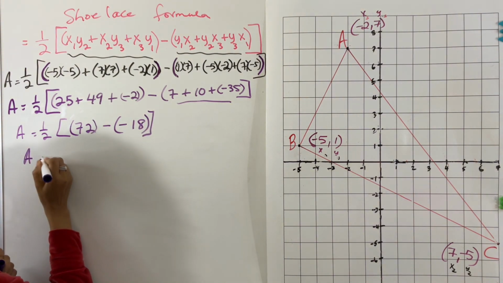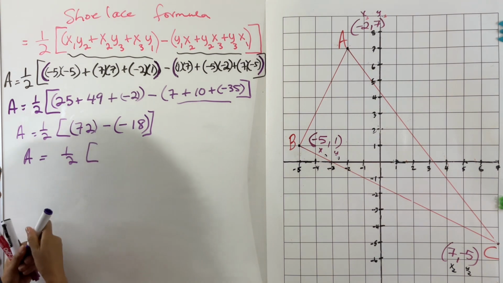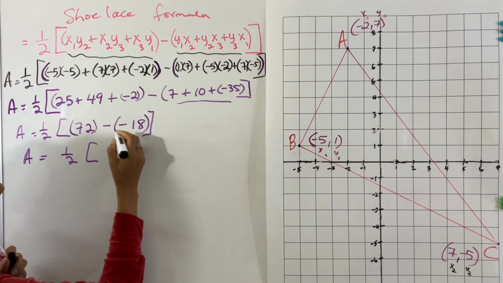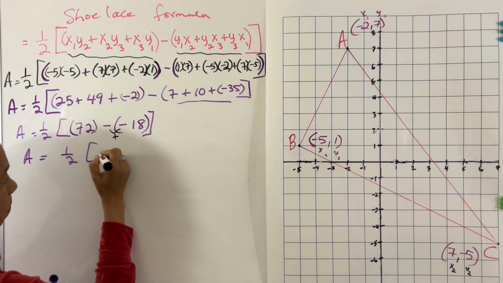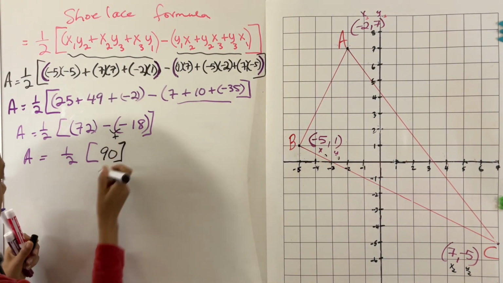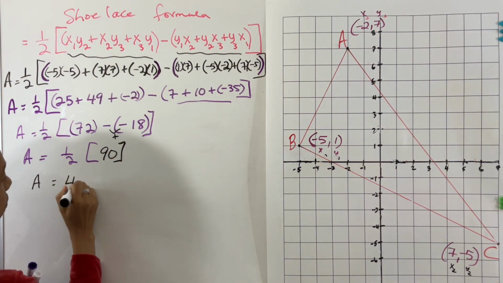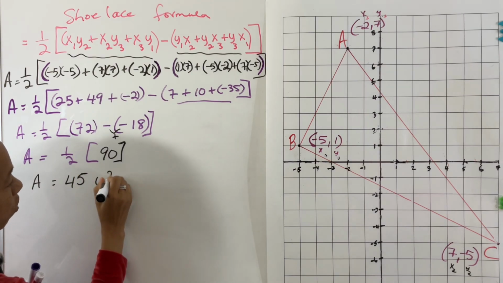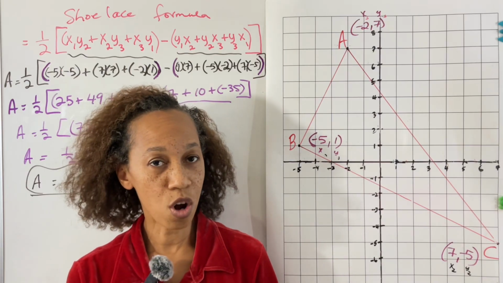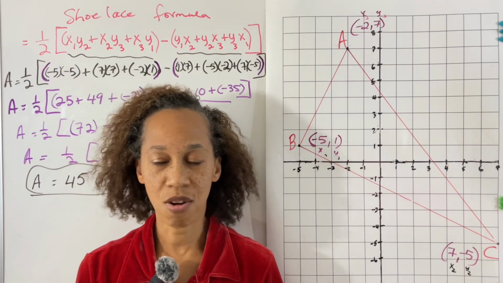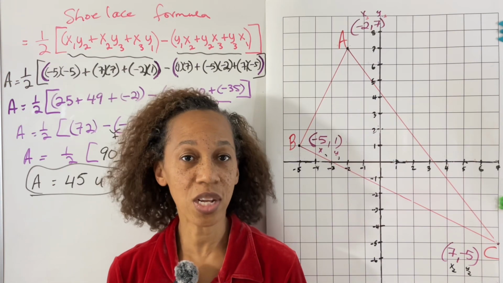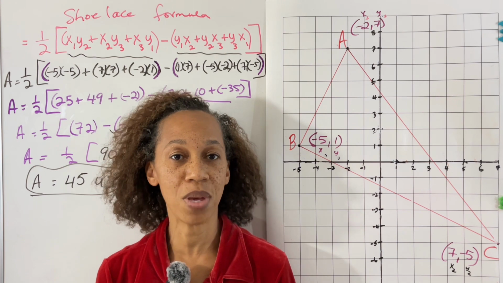So now we have A equals half of 72 minus negative 18. These two negative signs side by side now turn into a positive sign: 72 plus 18, which is going to be 90. And half of 90 is going to be 45, so it's 45 u squared. And that's your answer. If you notice, on all four methods, you still arrived at the same answer, which is 45 square units. Area is in square units and volume would be in cubic units.